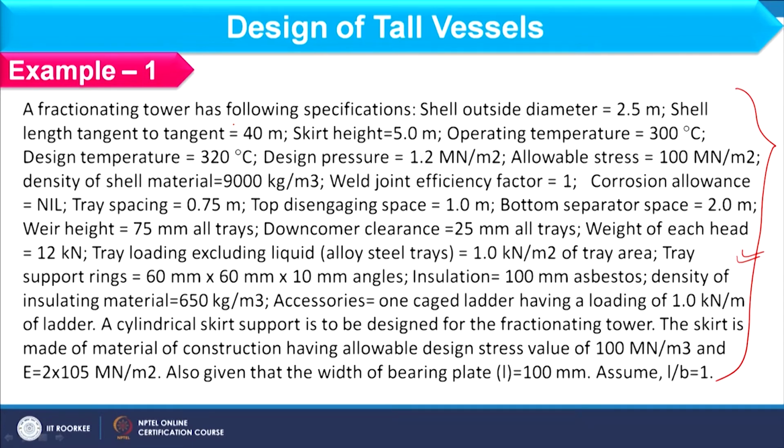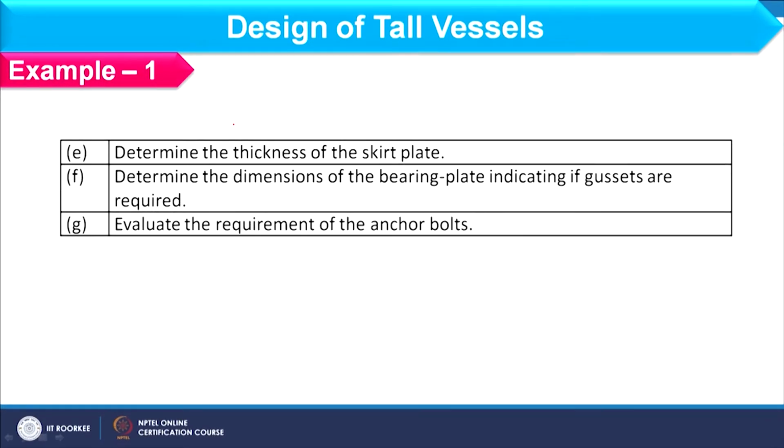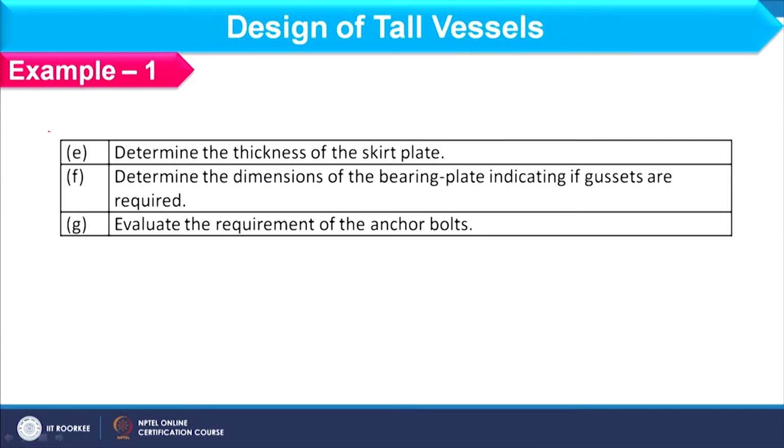Now, for this problem we will calculate other parameters which are related to the support design. Let us see what we have to calculate. In the previous lecture we covered up to part D, so from here I am starting from part E. Part E is to determine the thickness of the skirt plate, then F is to determine the dimensions of the bearing plate, indicating if gussets are required or not, and finally we have to evaluate whether anchor bolts are required or not.